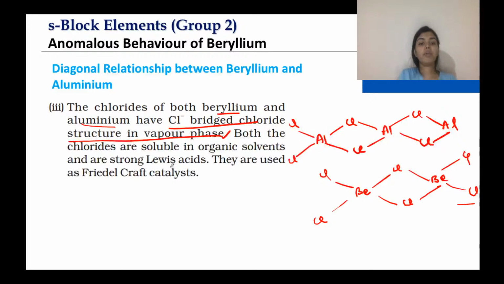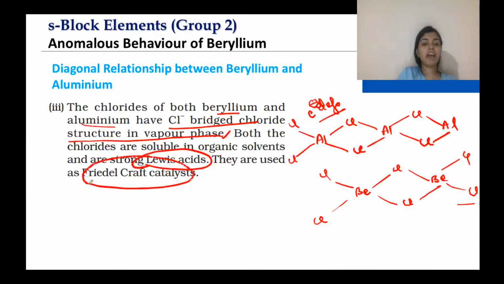Now, both the chlorides are Lewis acids. That means both are electron deficient. AlCl3 is electron deficient and BeCl2 is also electron deficient. And they are used as Friedel-Crafts catalysts.